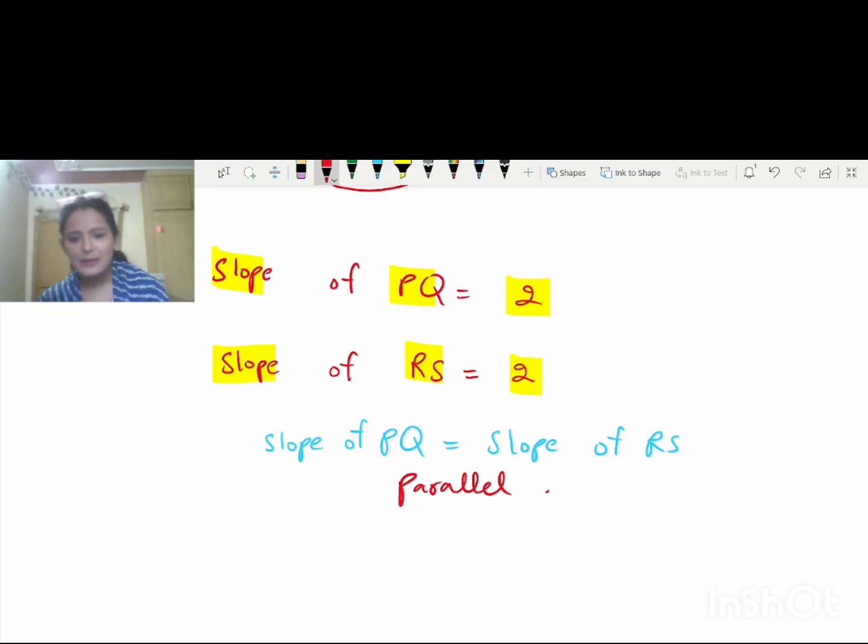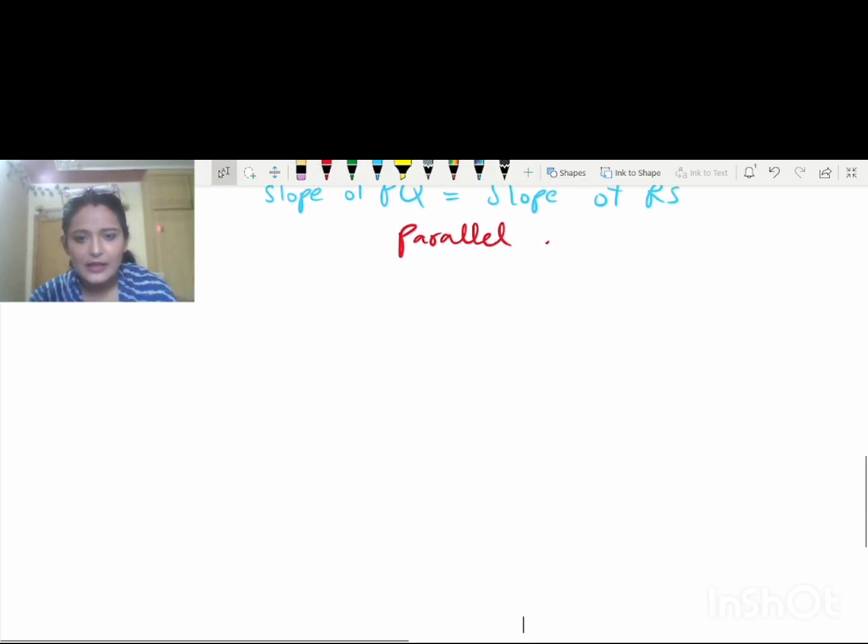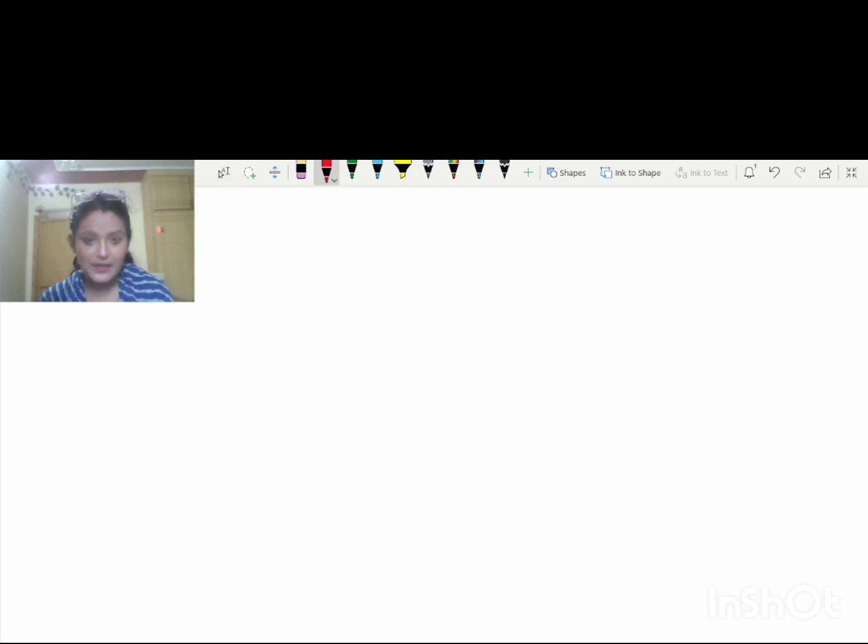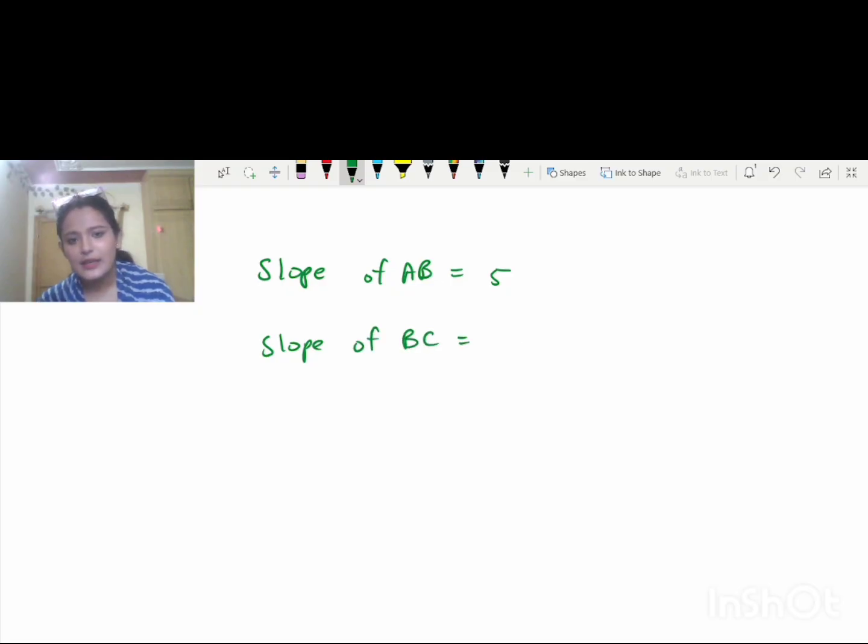Got it? Okay, I'm gonna give you another example. You have to judge here. So I'm gonna write something. Okay, you have to tell. Let's say I have a line which is AB. Okay, so I'm gonna talk about the slope of line AB. Slope of AB is 5. Okay, and there is another line which is BC. Slope of BC line is again 5.